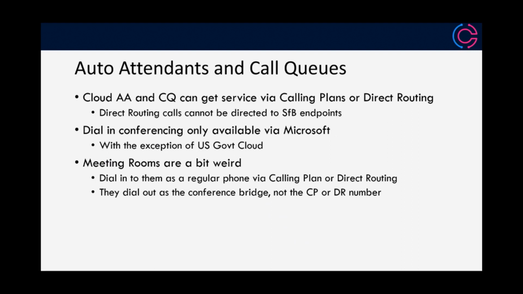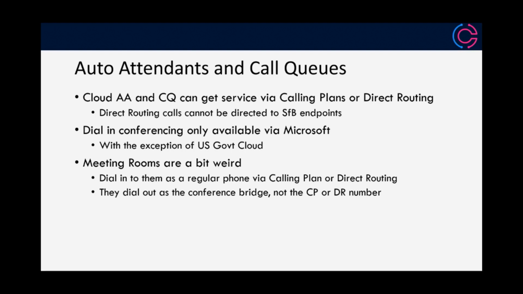So, auto attendants and call queues. I've rarely met an organization doing voice of any sort that doesn't have an auto attendant or a call queue, so a response group, an IVR, a tree, anything like that that needs to be implemented. There are a couple of interesting facets around this. Cloud auto attendants and call queues in Teams can get their service via calling plans or direct routing, so you can assign a phone number to those through either path.